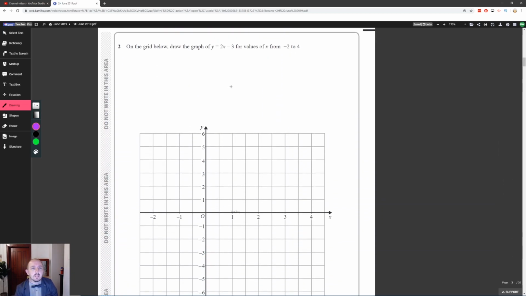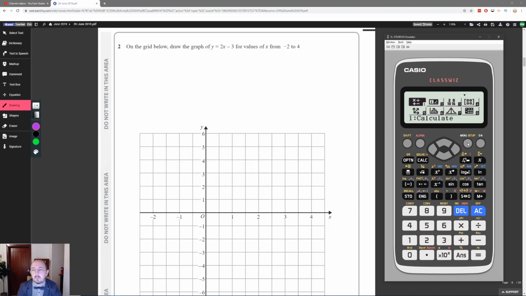Question 2, we've got a grid here, so we're going to use our calculator function with the menu and go down to table, and we want 2x minus 3. Check out my calculator video if you're not sure about this function. We're going to start at negative 2 and finish at 4. And we get negative 2 is negative 7.